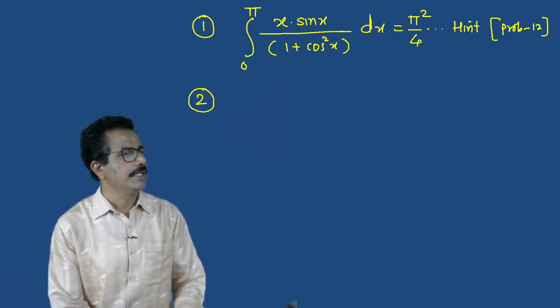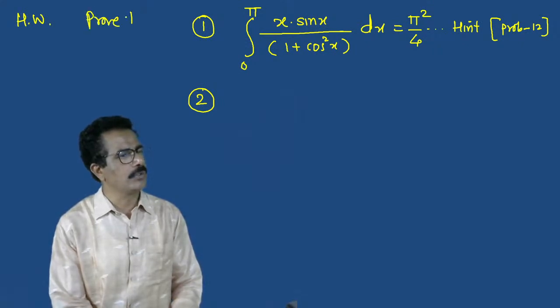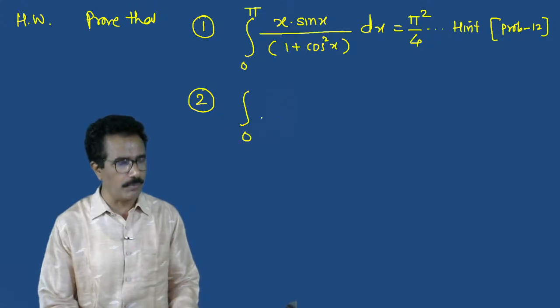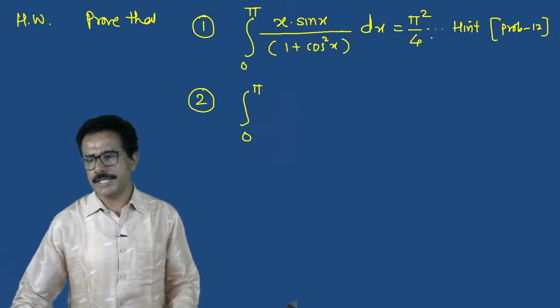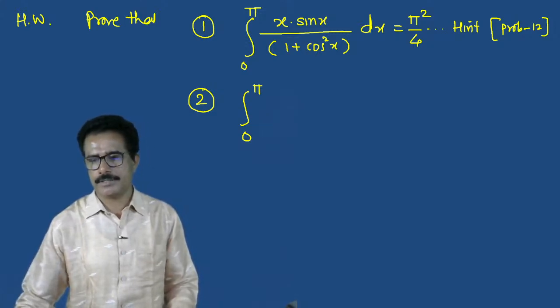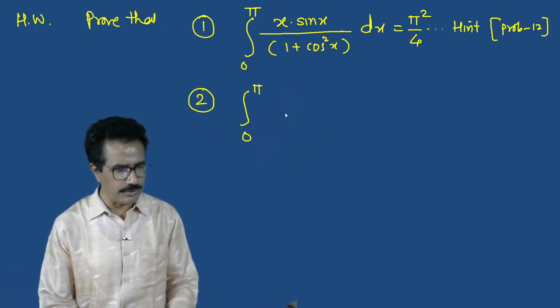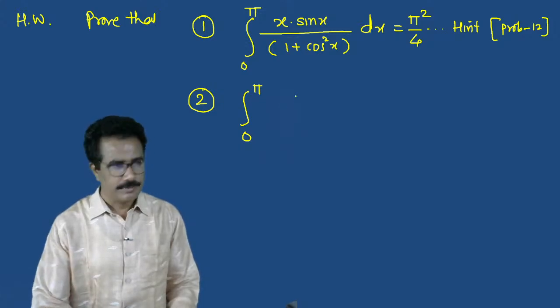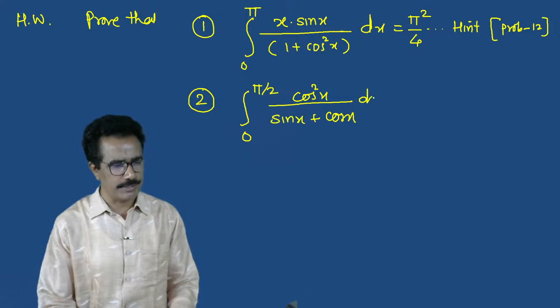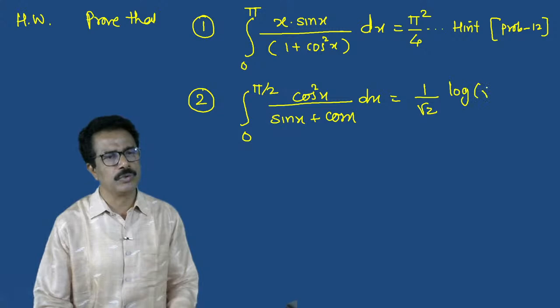Wait, I will give the homework. This is homework. Prove that, then integral from 0 to pi by 2 of cos square x divided by sin x plus cos x dx is equal to 1 by root 2 plus 1. I think this problem was done yesterday, no problem.